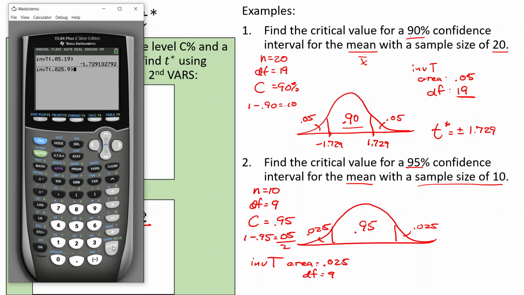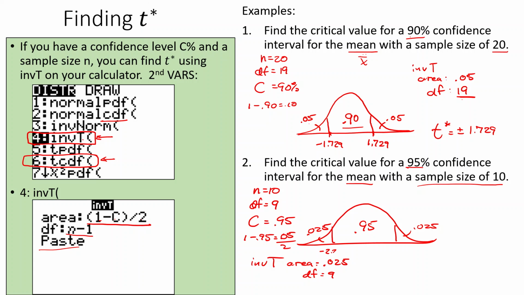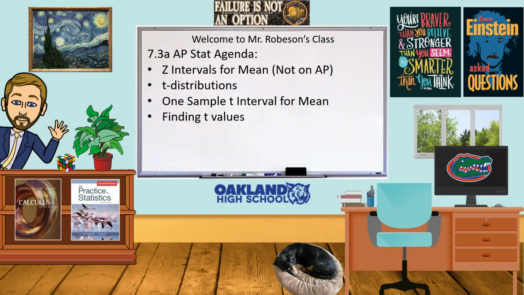And we get negative 2.262, and this would be positive 2.262. So that is our t star that we would use, plus or minus 2.262. All right, so that's the first video. That's how we work with t distributions and find our one sample t intervals. I guess we haven't found the interval yet, but we're mostly going to use the calculator for that. But now we know how to find the t's.